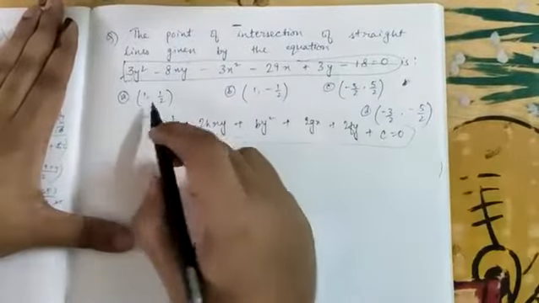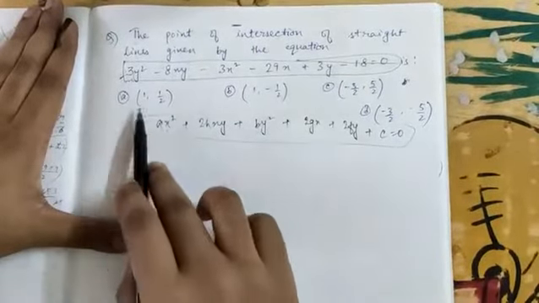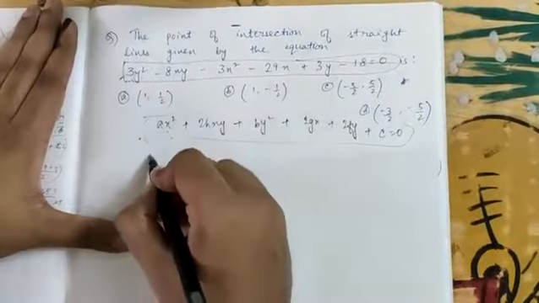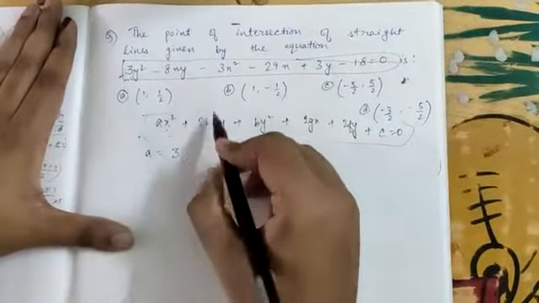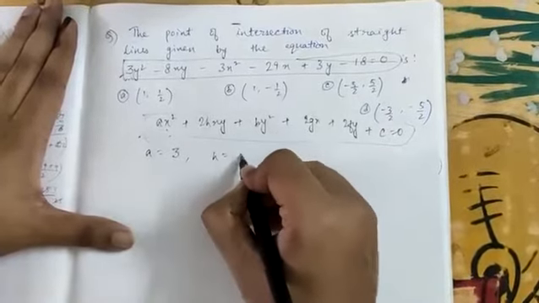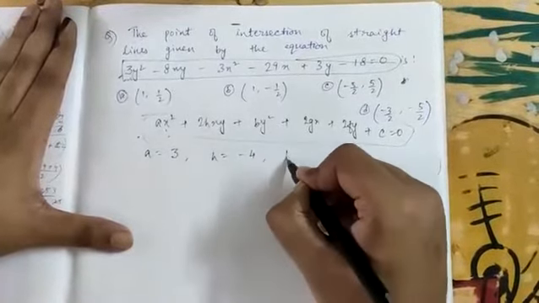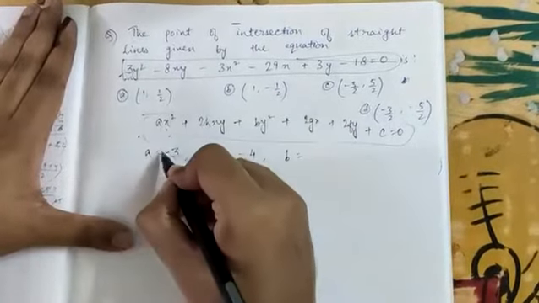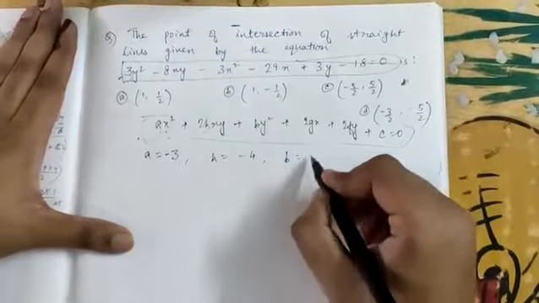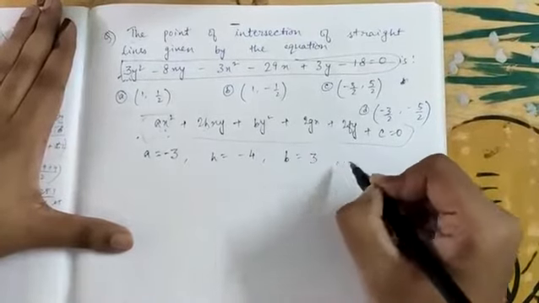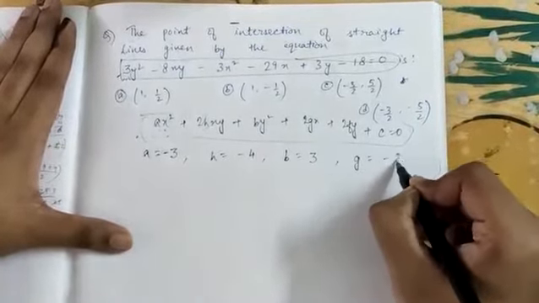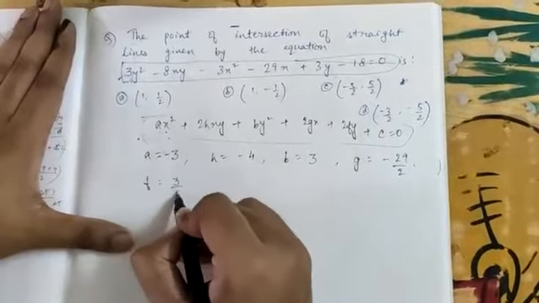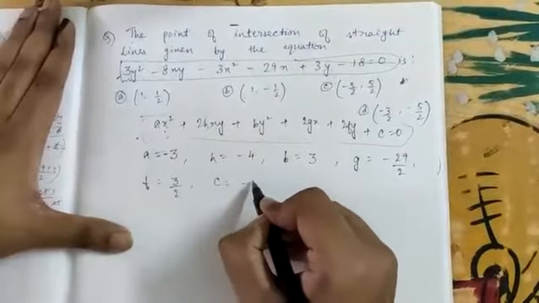So according to this equation and with this corresponding arbitrary equation, I can say that a is equal to 3 and h is equal to minus 4, b is equal to minus 3, a is equal to minus 3, h is equal to minus 4, b is equal to 3, and g is equal to minus 29 by 2, f is equal to 3 by 2, and c is equal to minus 18.